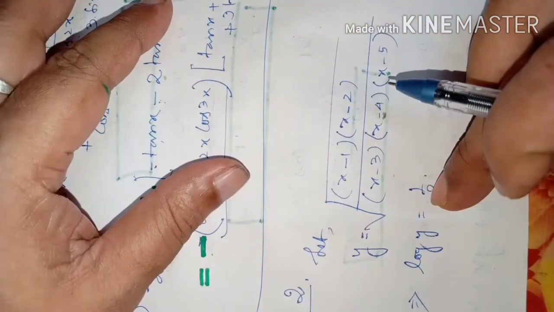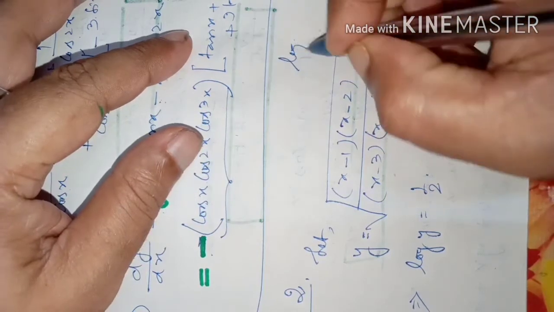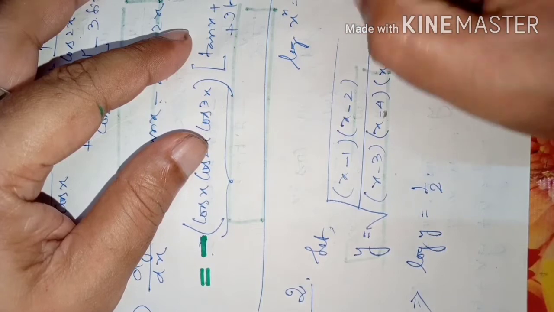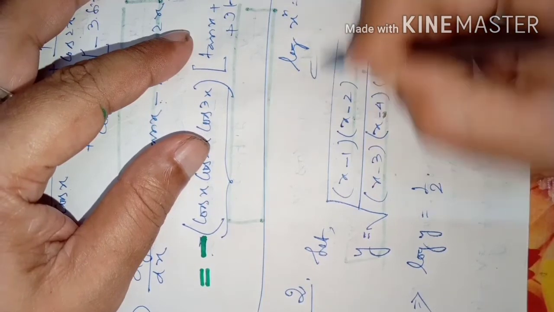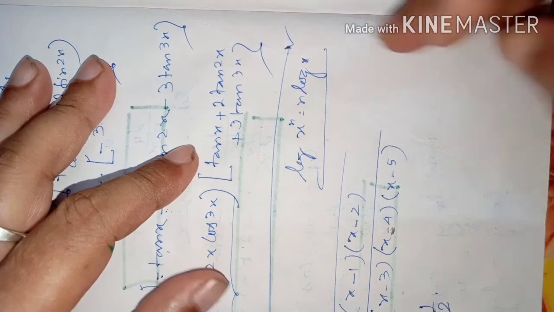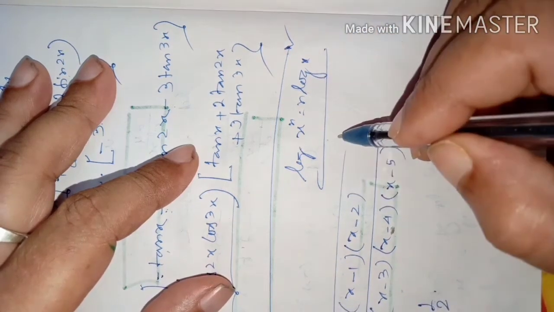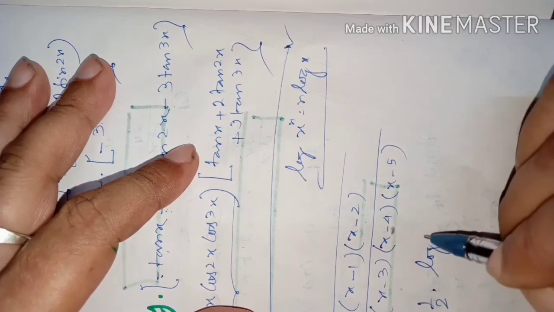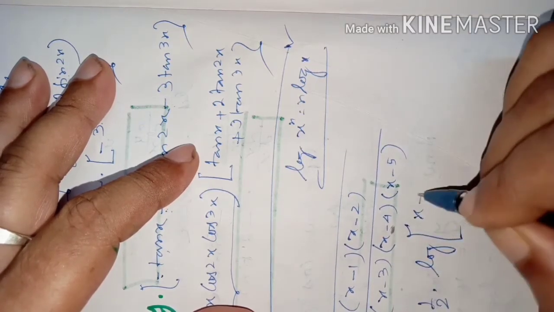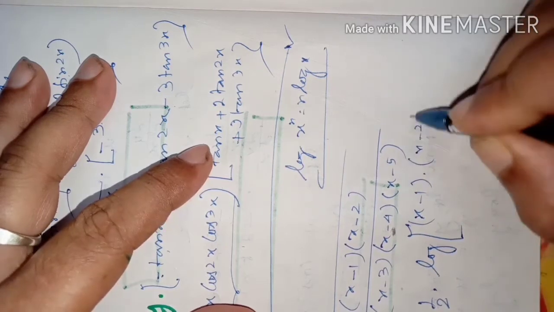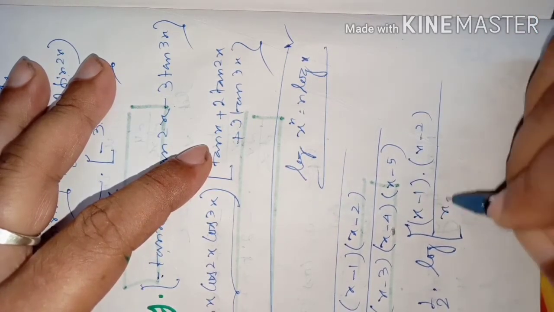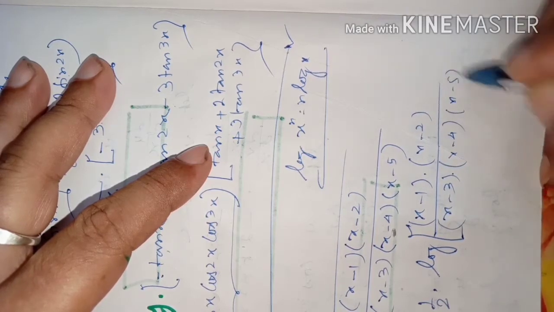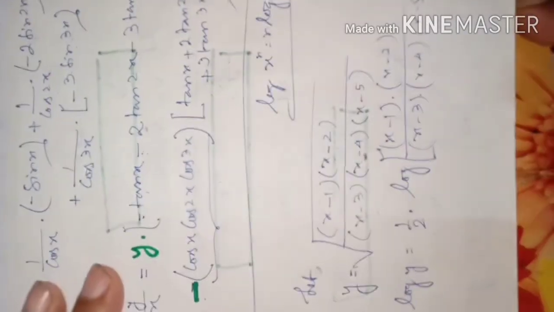That exponent will come like this, because log of x to the power of n is equal to n times log of x. You recall, log of x to the power of n is equal to n times log x. For this whole thing the power is half, so half will come as a coefficient into log of this whole thing. What is that whole thing? (x minus 1)(x minus 2) divided by (x minus 3)(x minus 4)(x minus 5), bracket closed. So this is our log y.